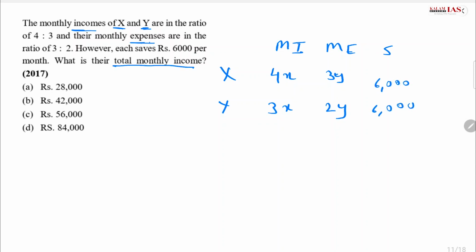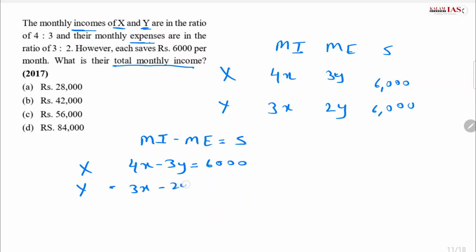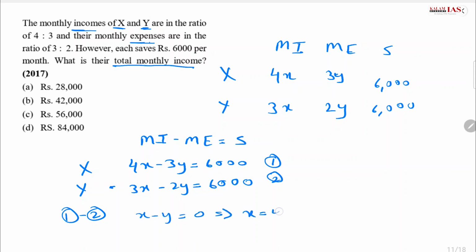Now basically monthly income minus monthly expenses will be savings for an individual. For X, the relation will be 4x minus 3y equals 6,000, and for Y it will be 3x minus 2y equals 6,000. We can simply subtract equation 2 from equation 1 and we will get x minus y equals 0. That means x equals y.